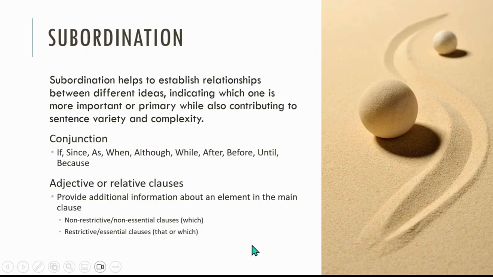Okay, now we're getting into the good stuff. Subordination. So we already discussed this. We're talking about subordinating clauses with our wabub conjunctions there: if, since, as, when, and so on. I'm not going to get into the adjective clauses so much today, but I'd like to discuss those in another webinar sometime.